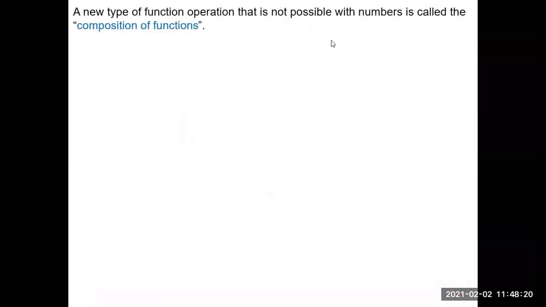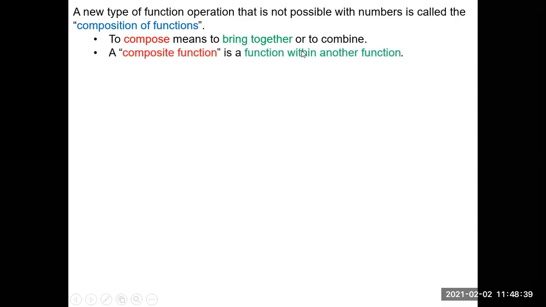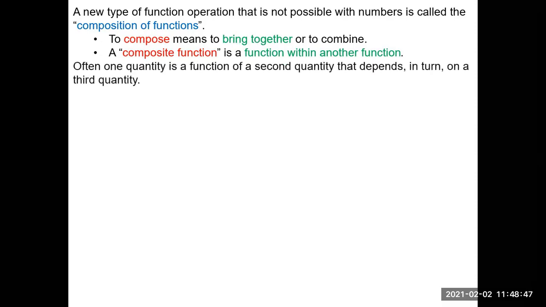Now there's one more operation that doesn't actually make sense when it comes to numbers, and that's called composition of functions. This operation has a notation of f of g of x, and to compose means to bring together or to combine. So a composite function is really just combining or bringing together functions to where we've got a function within another function.